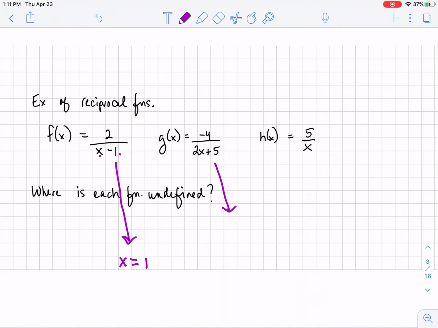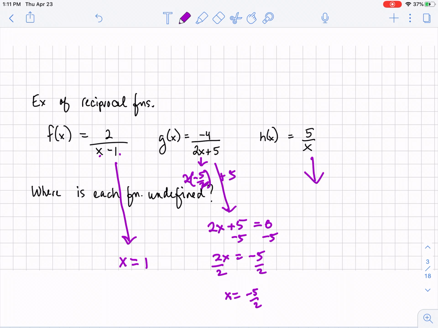Well, how would my denominator be 0? I would have to take 2x plus 5 and set it equal to 0 and see what I get. So I subtract 5, 2x equals negative 5, divide by 2, x is equal to negative 5 over 2. So that's where it's undefined. Think about it. If I plugged in negative 5 over 2, I would have 2 times negative 5 over 2 plus 5. So that would be negative 5 plus 5. So I'd have a 0 in the denominator.